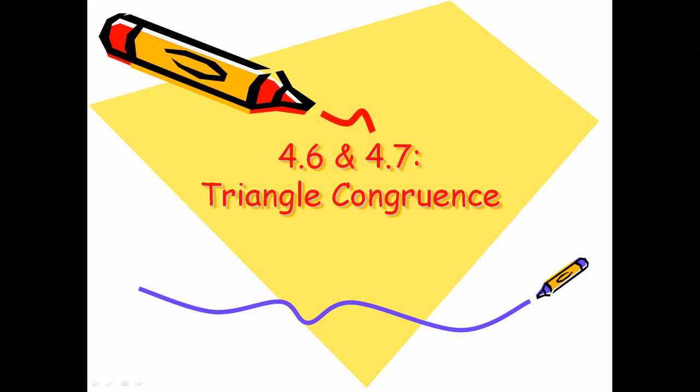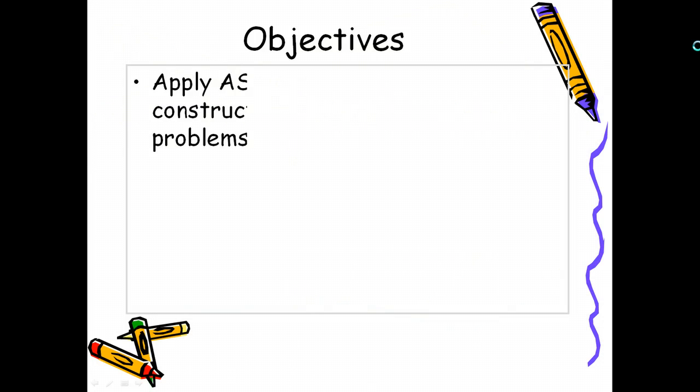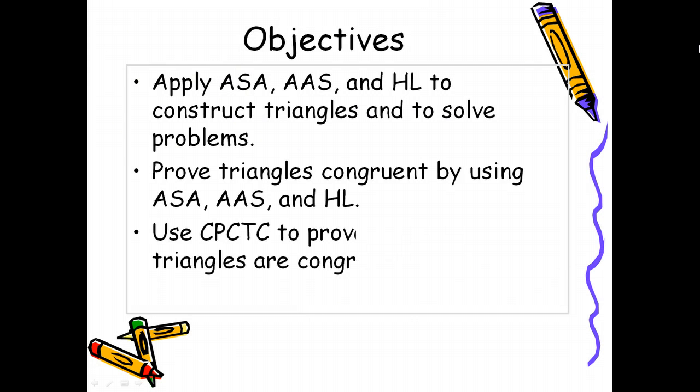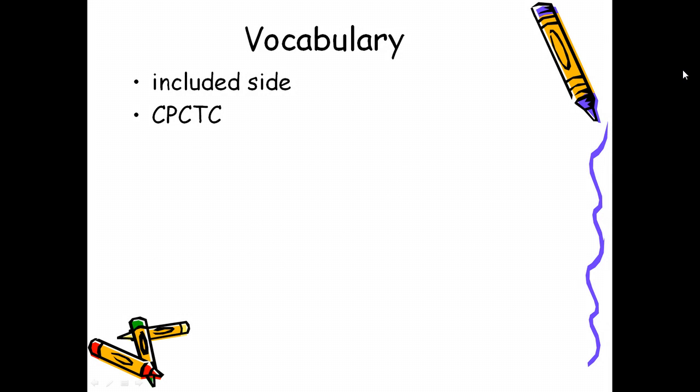Lesson 19, Triangle Congruence. Your objectives are to apply angle-side-angle, angle-angle-side, and HL to construct triangles and solve problems. You're going to prove triangles congruent by using ASA, AAS, and HL, and use CPCTC to prove parts of triangles are congruent. Your vocabulary are included side and CPCTC.